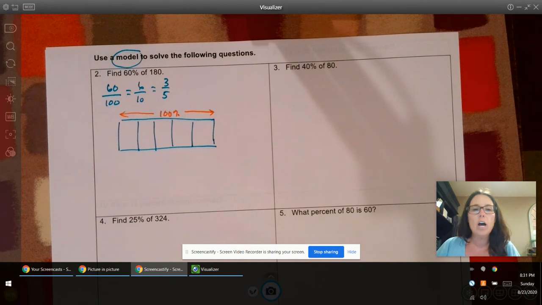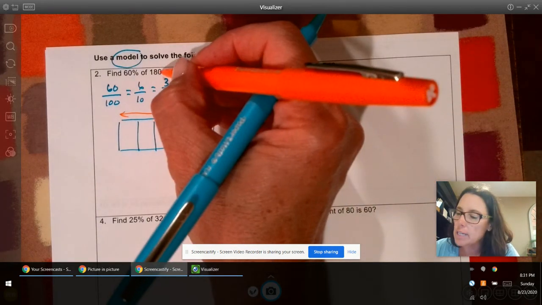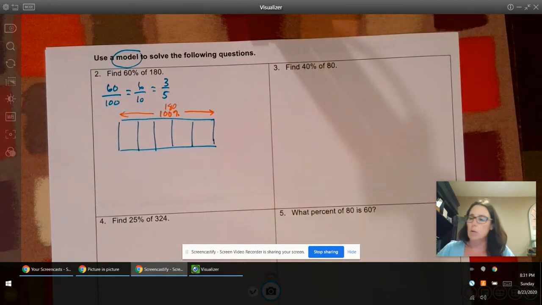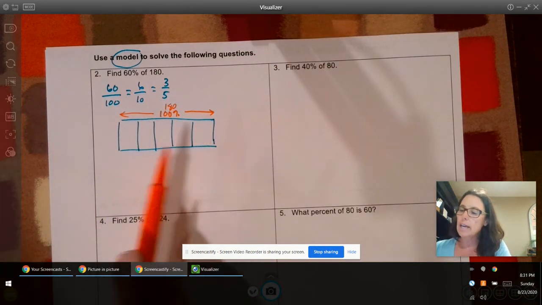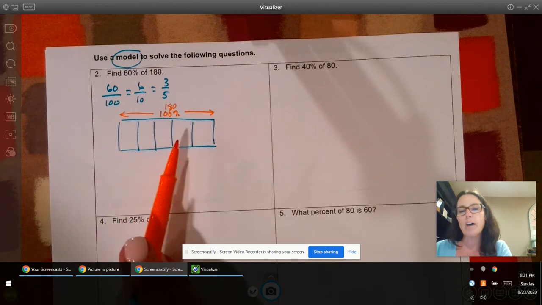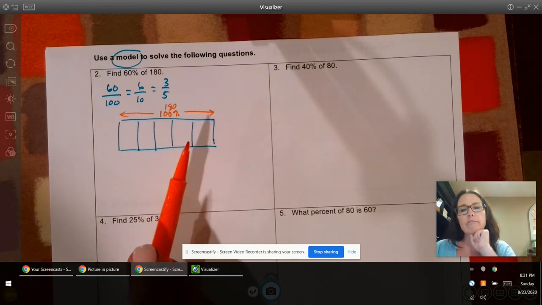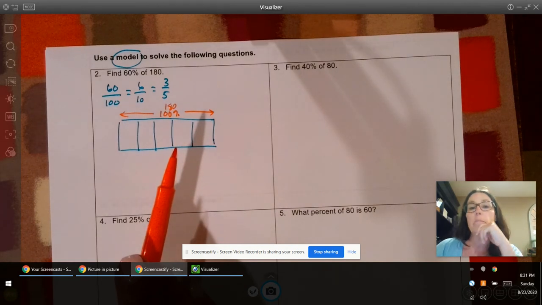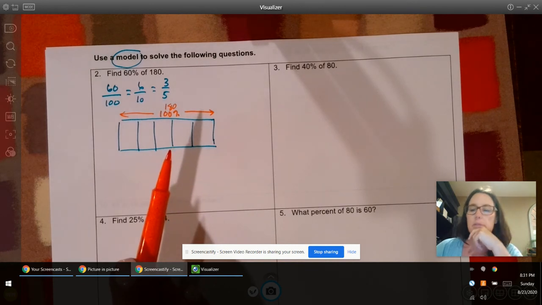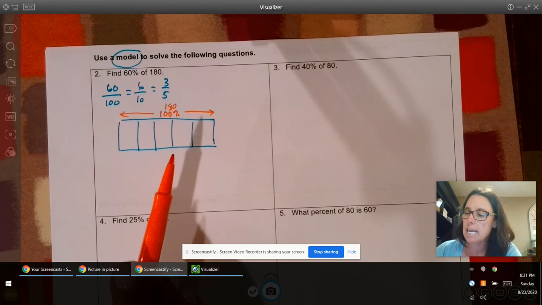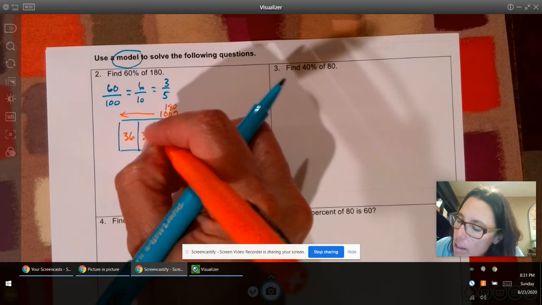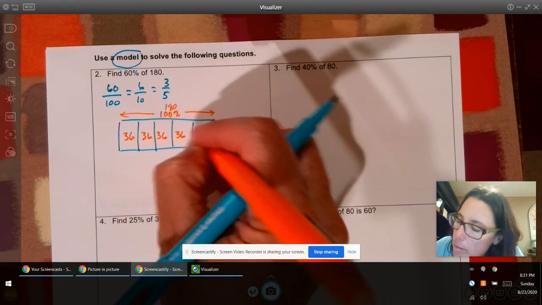And we know that 180 goes with the 100%. Well, if this whole thing is 180 and we need to cut it up into 5 boxes, what's the value that goes in each box? I call that value the magic number. The magic number is key to solving these problems. So we're going to do 180 divided by 5, and you would find 36 is that magic number.